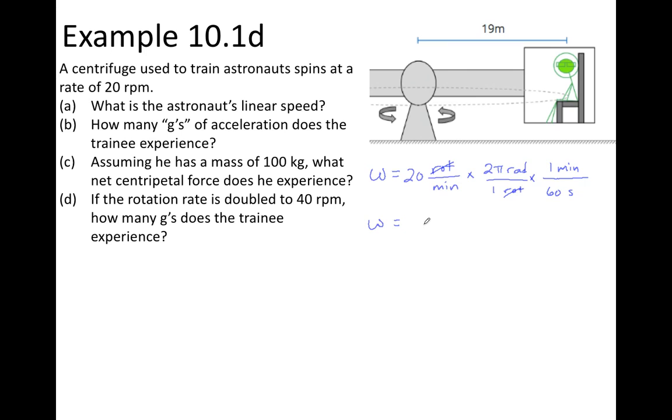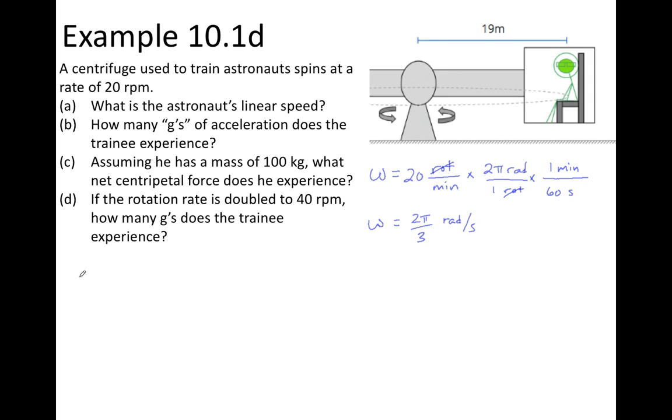And when you crunch the numbers, you'll end up with 2 pi over 3. You could turn this into a regular number, but I'm going to leave it as a multiple of pi, radians per second. And I can use that number to answer A.